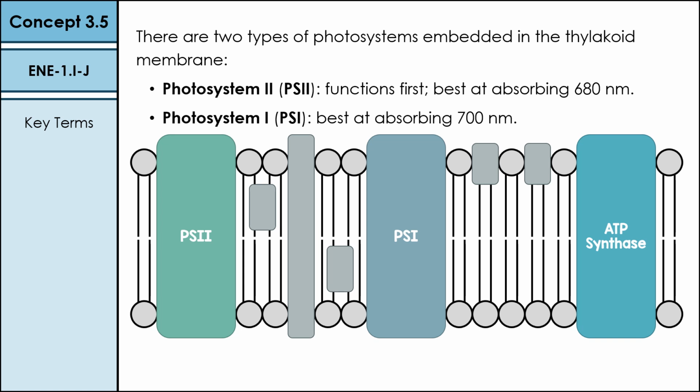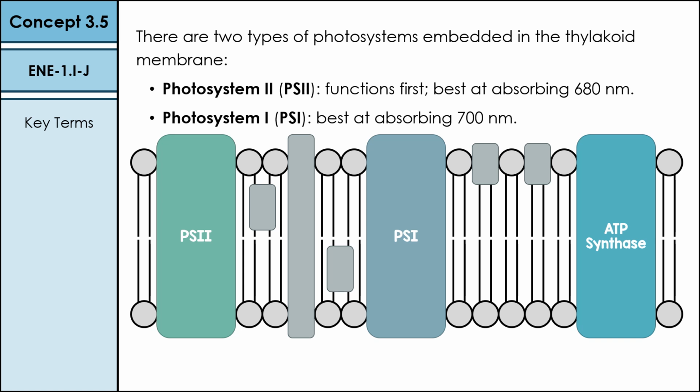Now, these embedded photosystems are in addition to what we term ATP synthase, which is an embedded protein which contains an enzyme that allows us to phosphorylate ADP molecules and produce ATP, or cellular energy.